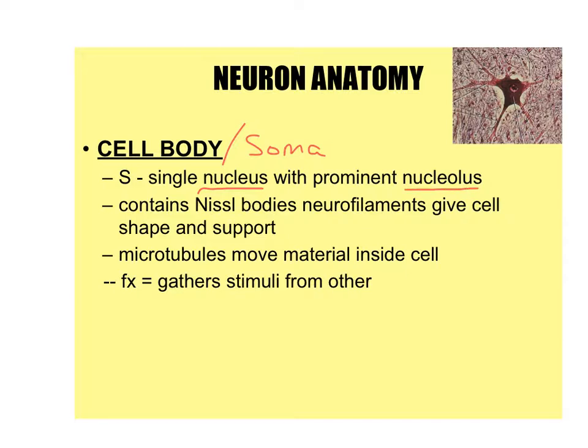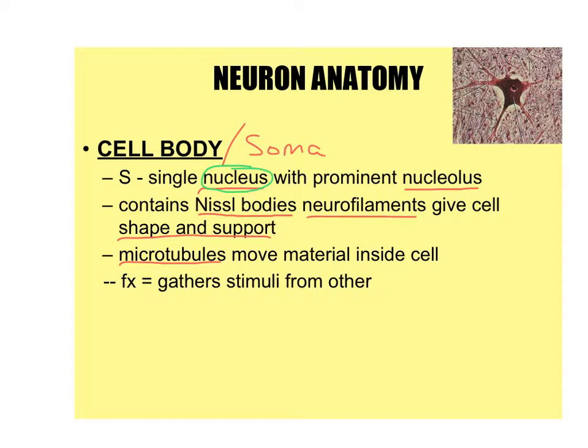That's a structure inside the nucleus, which makes ribosomes. It's got Nissl bodies, which are important in making proteins, neurofilaments, which are also important in giving the cell its shape and support. Same thing with microtubules, which move materials inside the cell. But what you really need to know, it contains the nucleus. So it kind of controls all the activities that the neuron does.